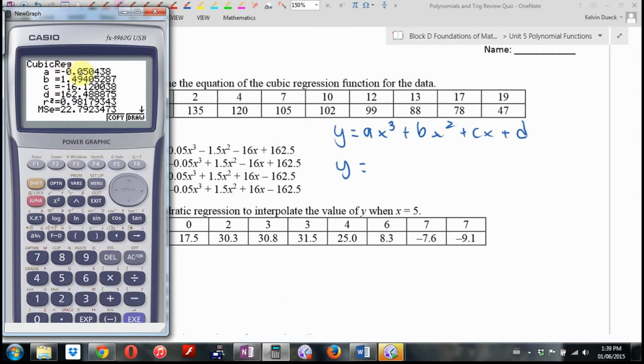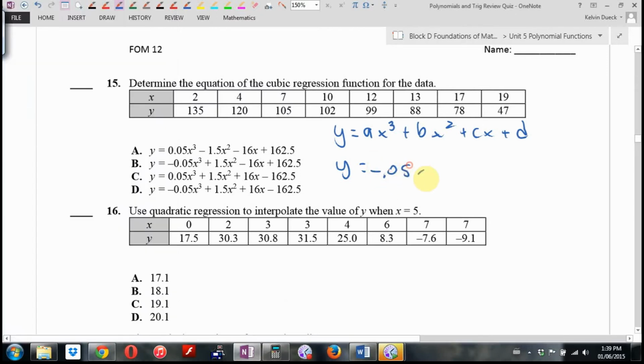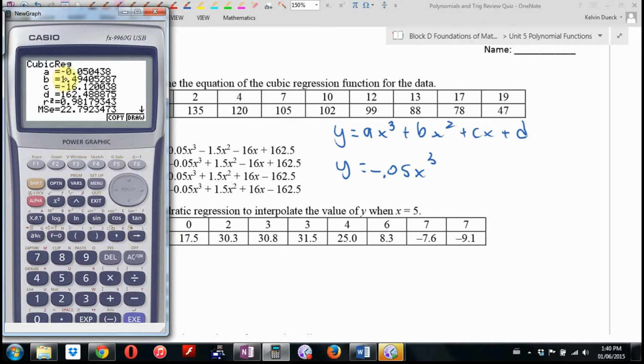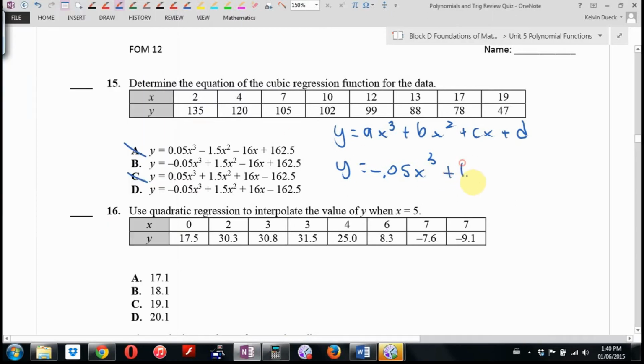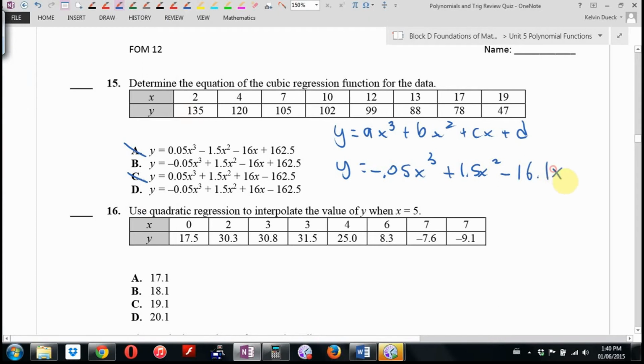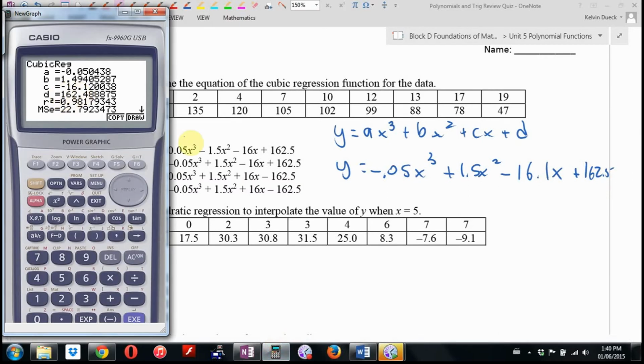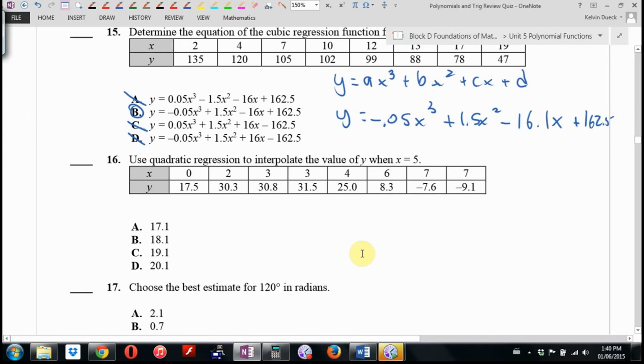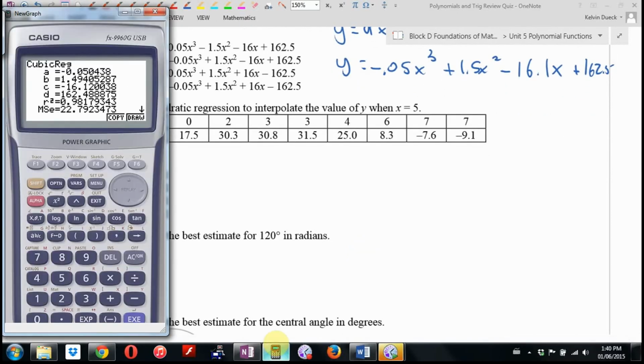A is negative 0.05 x cubed. You know what? That's wrong and that's wrong. Plus 1.5 x squared. Didn't help. Minus 16.1 x. Hey, that narrows it down. It's b, and then plus 162.5 right there. So b.